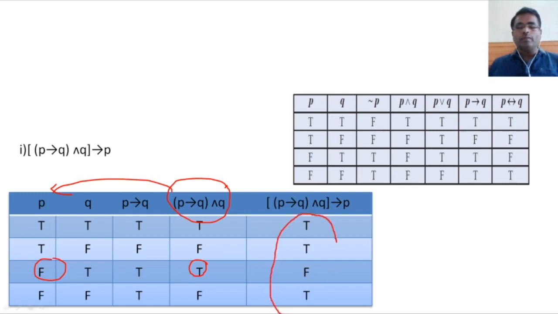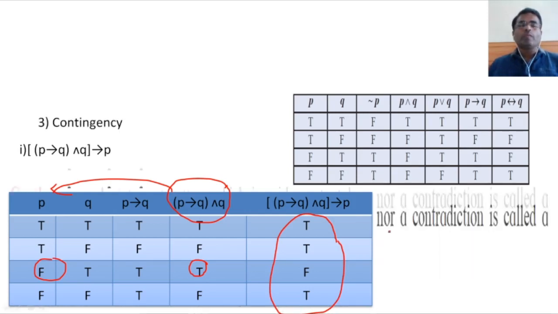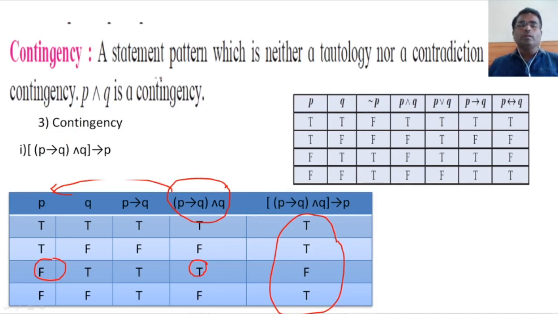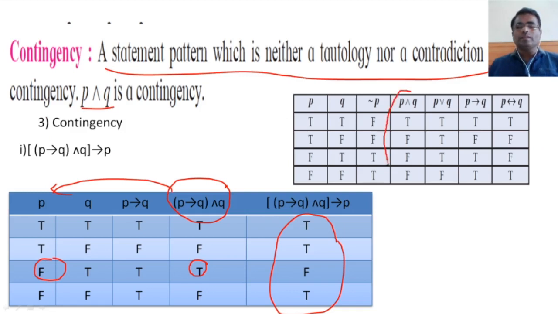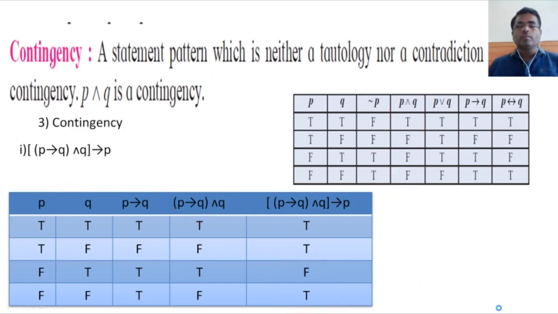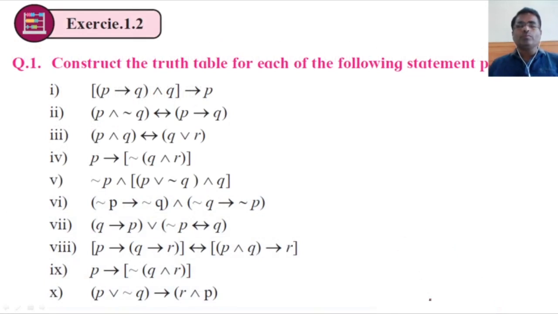Now you will observe that the last column does not contain all tautologies, that is all T's, or all F's, and therefore this is neither a tautology nor a contradiction. Such a sentence is called a contingency. So the definition of contingency is: a statement pattern which is neither a tautology nor a contradiction is called a contingency. For example, P and Q. Suppose we consider this one. P and Q also has mixed types of values, therefore it is called a contingency.